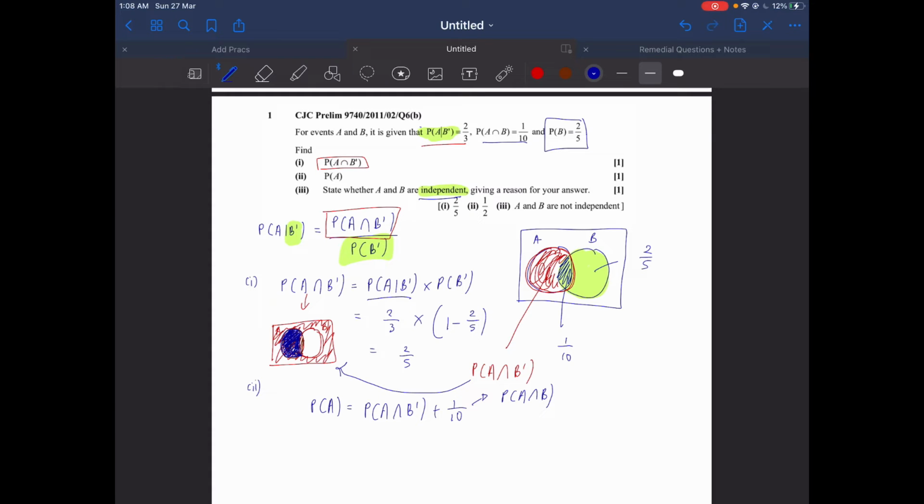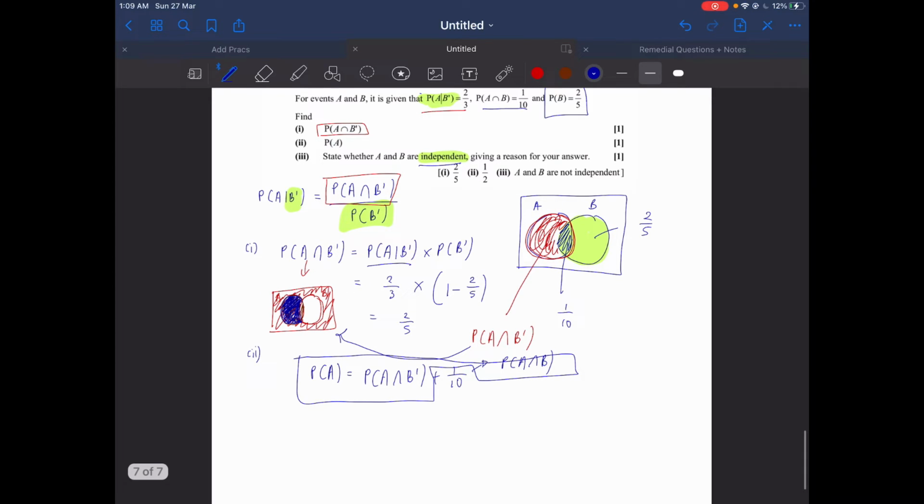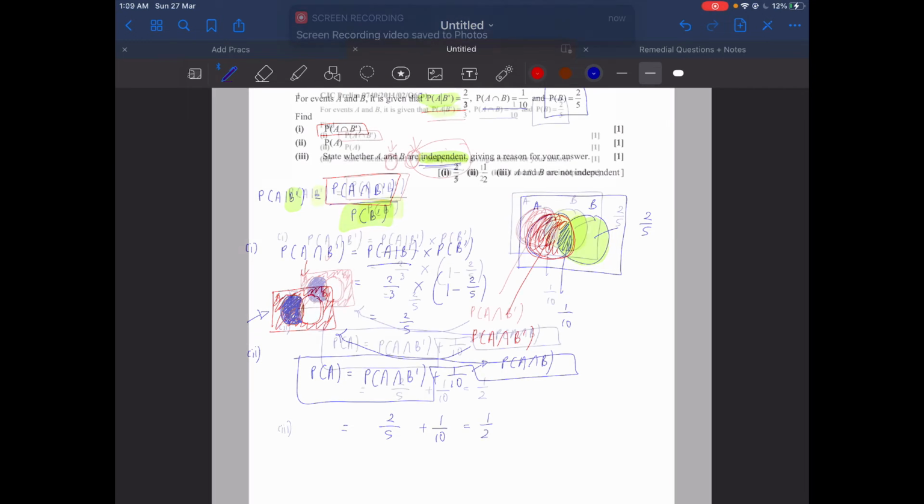So this is quite a standard formula that you can use anywhere, but I don't suggest that you memorize this because it is quite useless if you just memorize it. So I suggest that you draw everything out in Venn diagrams so that you can visualize what's going on first. So let's do this. 2/5 plus 1/10 equal half.